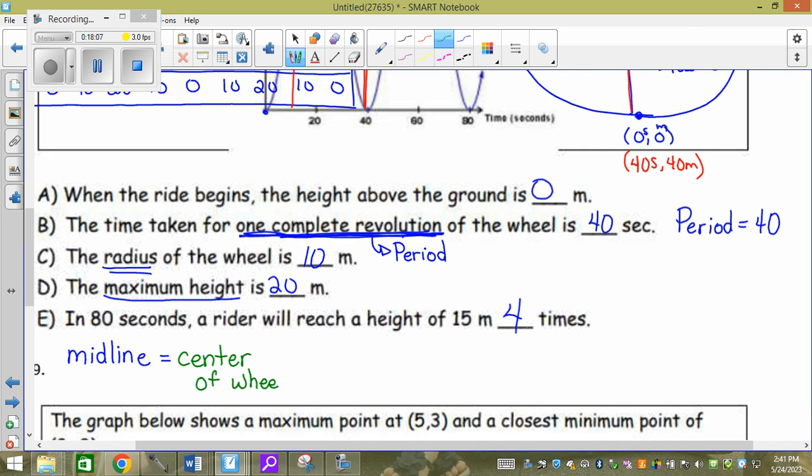So I'm going to write these down here. Midline and center are interchangeable. Amplitude and what is interchangeable? Period is interchangeable with what on a Ferris wheel or a wheel in general? One complete revolution.